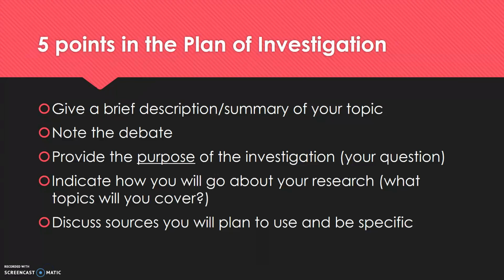To look at a sample, there are 5 points that happen in the plan of investigation. You're going to give a brief description of your topic, brief meaning a sentence or two. You're going to note the issue that you're really interested in. Because the question is a to what extent question, it will have multiple answers. What is it about this particular topic that is the essence of the debate you're getting at? Provide the purpose of your investigation, indicate how you're going to go about your research, and discuss the sources you're going to actually use. Those are the 5 things you're going to do in your plan of investigation.